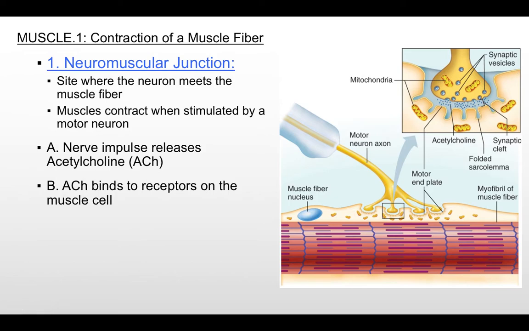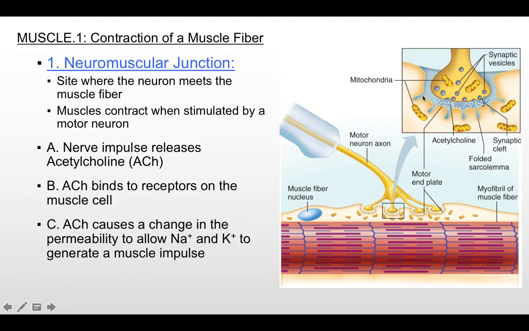ACH will float for a little bit, but it will very quickly find receptors on that muscle cell. So there are receptors all along this surface that are waiting to bind to ACH so that they can start the process of a muscle contraction. When that happens, it causes a change in the permeability of the membrane that allows different salts like sodium and potassium to generate a muscle impulse. We'll talk a lot more about sodium and potassium when we discuss the nervous system, but for now, just note that these two salts are involved in starting a muscle impulse.